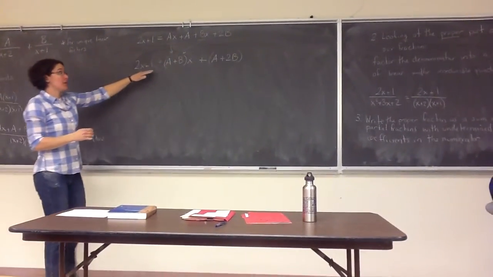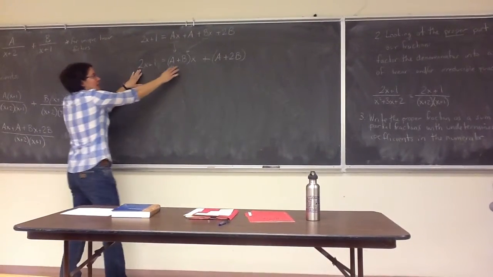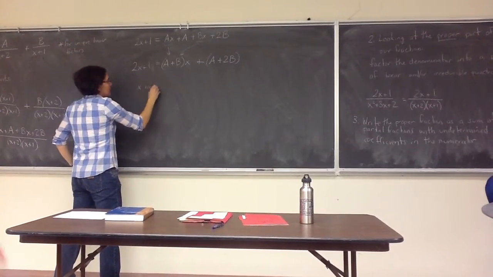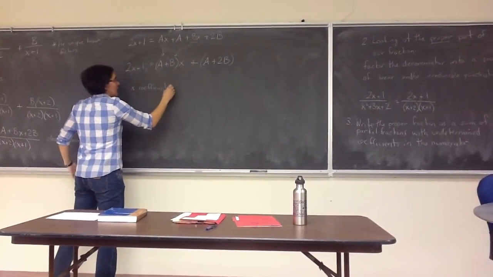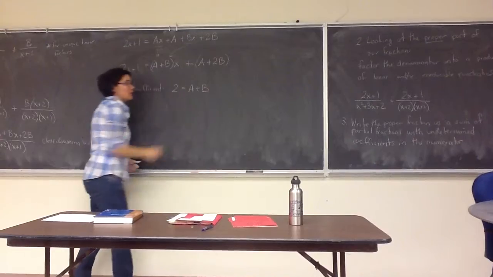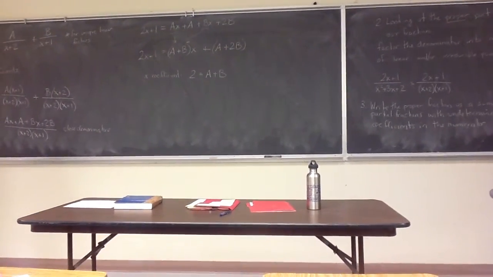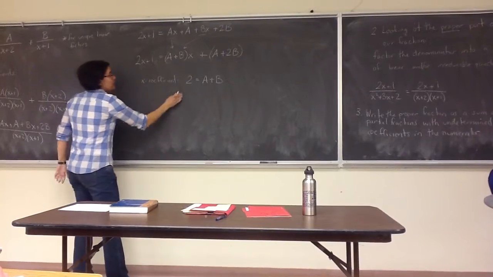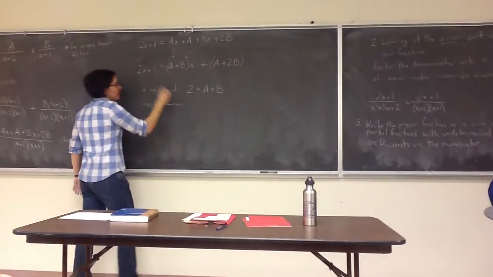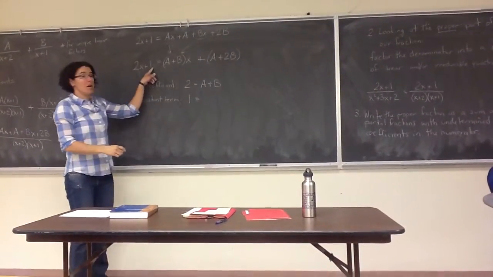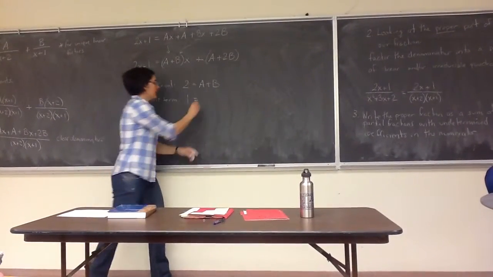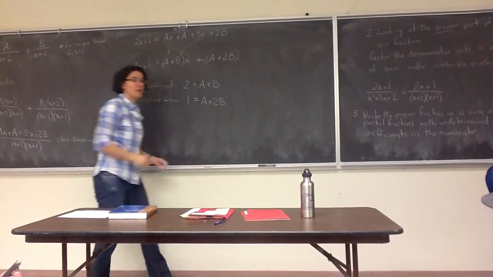Now, again, in order for this equation to be true, the number in front of the x has to be exactly the same. And so my x coefficient on the left side is a 2, and that better be the same as my x coefficient on the right-hand side, which means that 2 has to be equal to a plus b. And my constant term on the left-hand side is a 1, and that constant term better match up with my constant term on the right-hand side, which means that 1 had better be equal to a plus 2b.